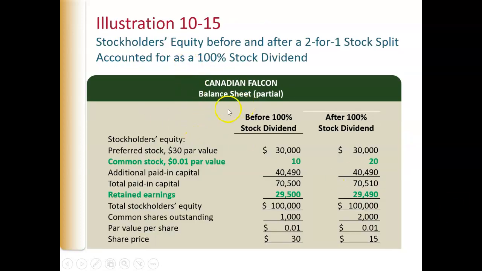So here you see, before our 100% stock dividend, this isn't a stock split, a stock dividend, we see our common stock is at 10, our retained earnings is at 29,500. When we record a stock dividend, even though it's a 2-for-1, we're recording it as a dividend, it's telling us. Then we'll debit our common stock. So now instead of 10, it's now 20, and our retained earnings has been reduced by 10.